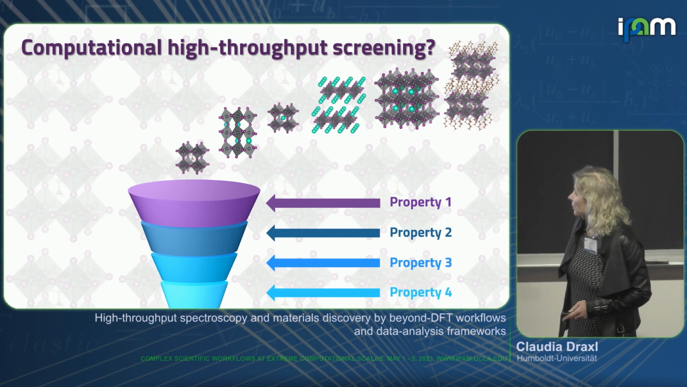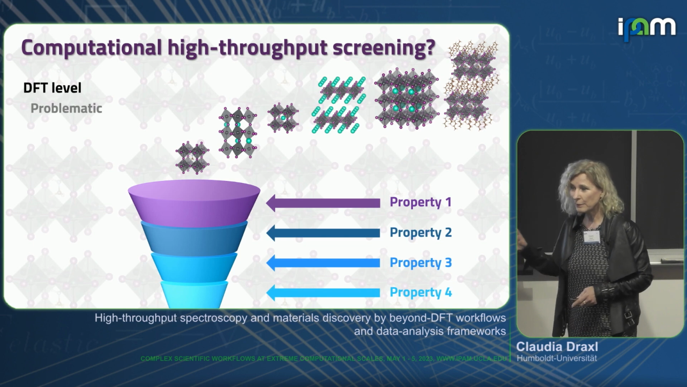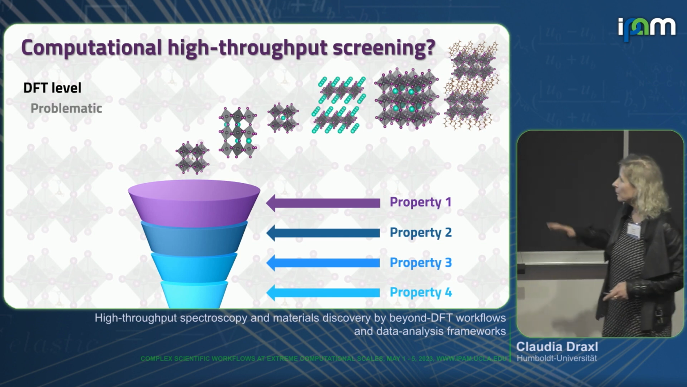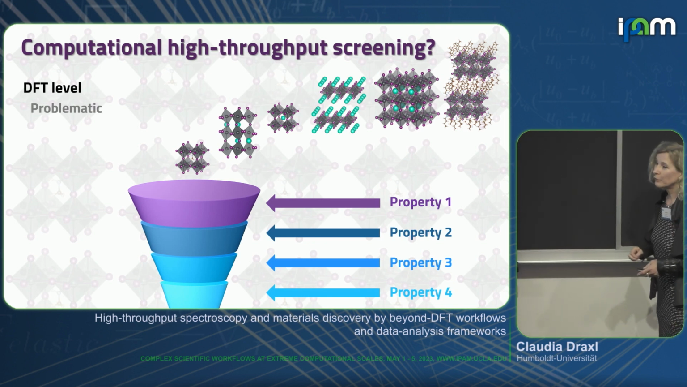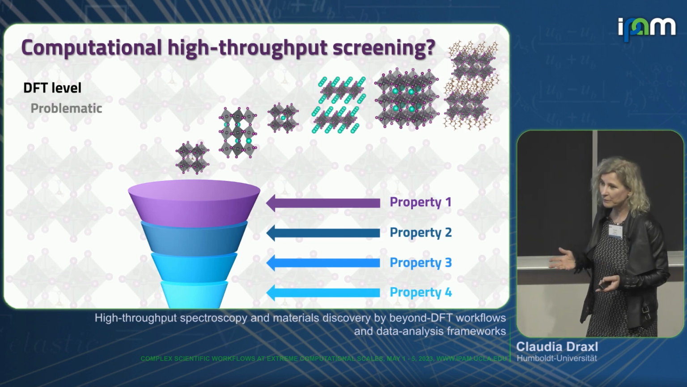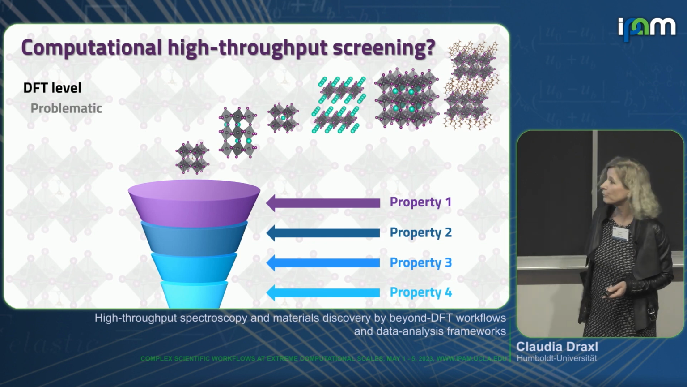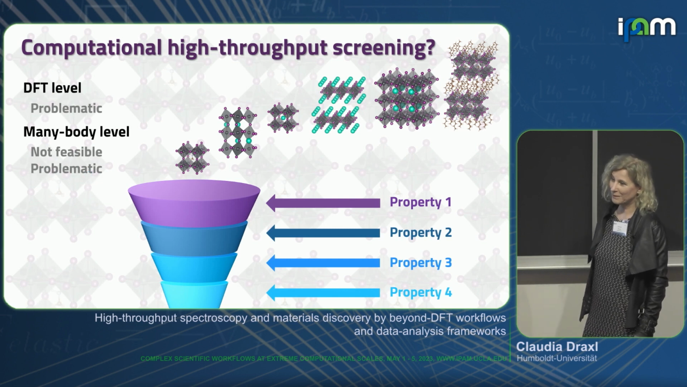So I'm a little bit pessimistic on this, because if you want to do this on the DFT level, this is very problematic, because DFT would never give you the right electronic properties. We know all this. So you need to go better. And doing better, at this point, we don't have the capacity to run really advanced methodology for these kinds of materials on a large scale. So on a many-body level, such high-throughput screening is not feasible. And I would like to spend the next 3-4 minutes to point out that this is also problematic.